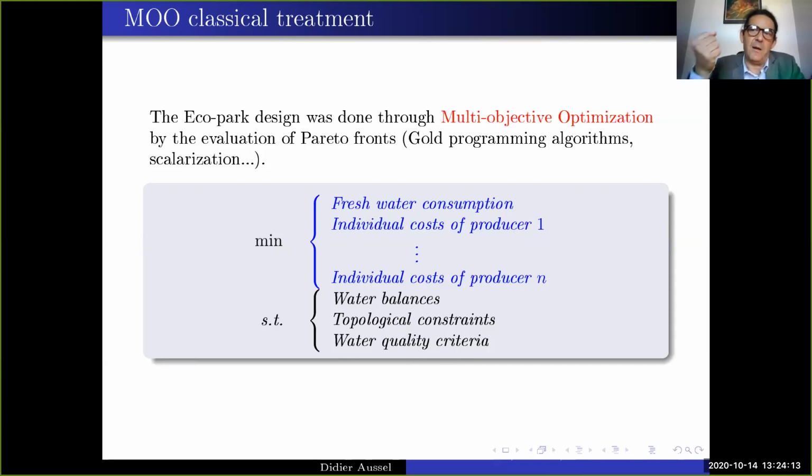And the very, very classical tool to treat this has been to compute Pareto fronts through multi-objective optimization. If you have a look at the literature on this topic of eco parks, people are doing that. Multi-objective optimization, and then they press the button of an ant algorithm, or goal programming algorithm and scalarization techniques like that, and they have an answer, and it works in the sense that sometimes it reduces the pollution and reduces the cost.